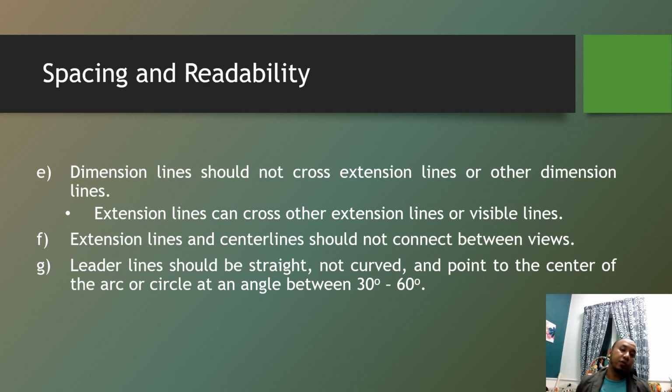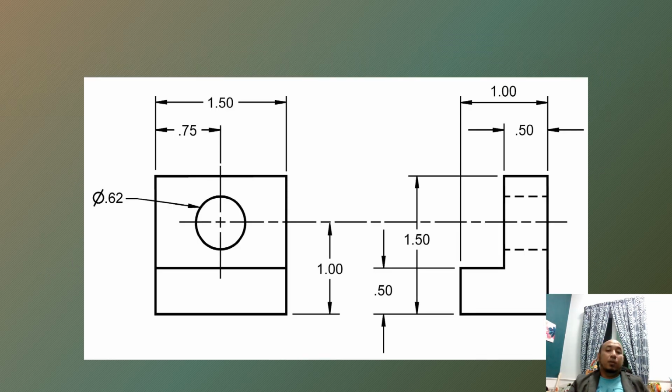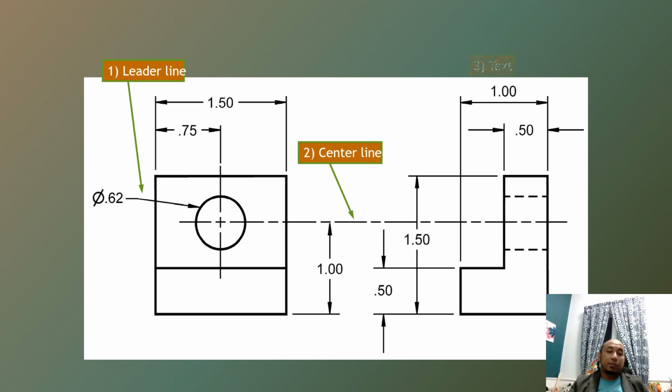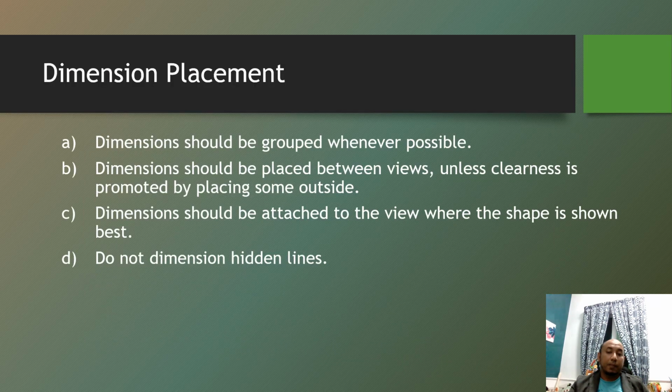So dimension line should not cross extension line and other dimension line. Extension line can cross other extension lines or visible lines. Extension line and center line should not connect between the views, and the leader line should be straight, not curved, and point to the center of the arc or circle at an angle between 30 to 60 degrees. Okay, so the leader lines, okay, center line, text, crossing dim, and text line.